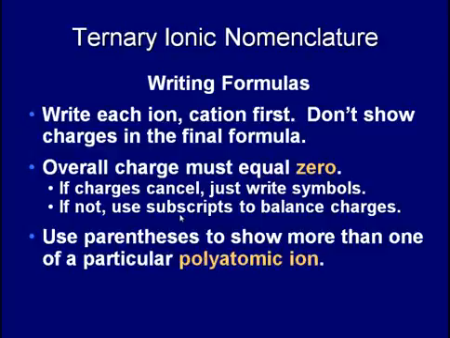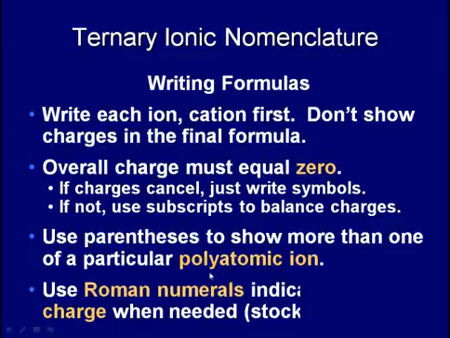If we have more than one polyatomic ion, we need to use parentheses around it to indicate how many we have. If we have a transition metal that forms more than one ion, we need to use Roman numerals to indicate the charge, just like we did in earlier practice.